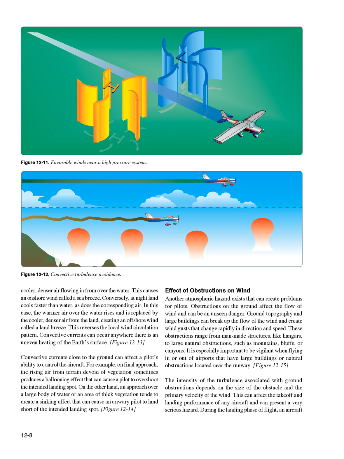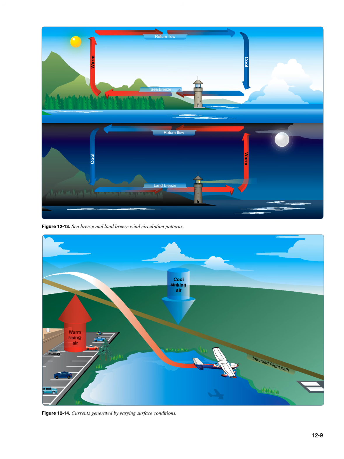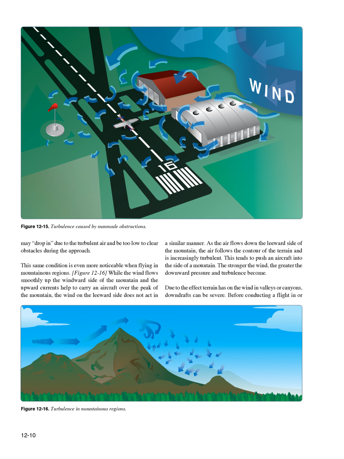During the landing phase of flight, an aircraft may drop in due to the turbulent air and be too low to clear obstacles during the approach. This same condition is even more noticeable when flying in mountainous regions. Figure 12.16. While the wind flows smoothly up the windward side of the mountain and the upward currents help to carry an aircraft over the peak of the mountain, the wind on the leeward side does not act in a similar manner.